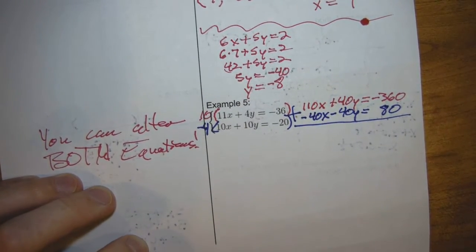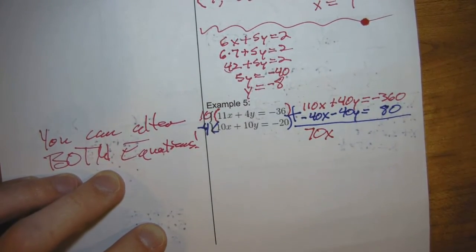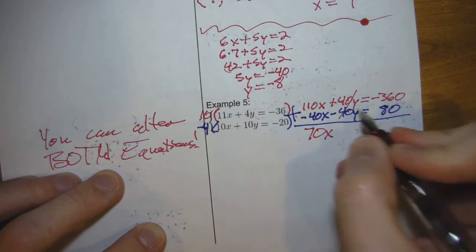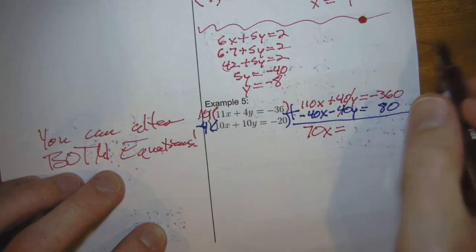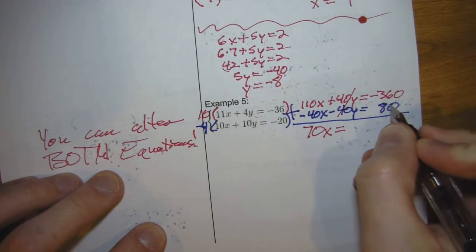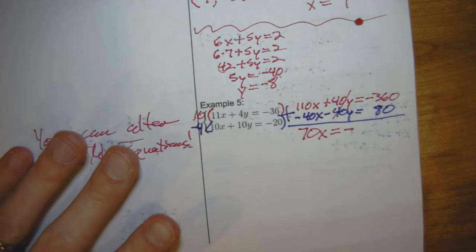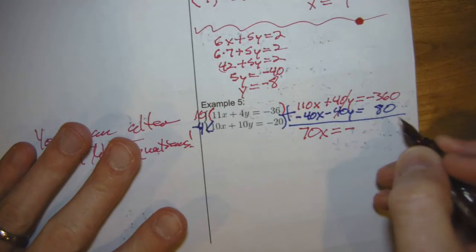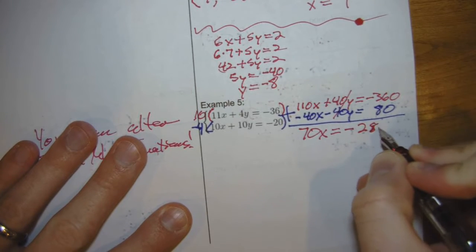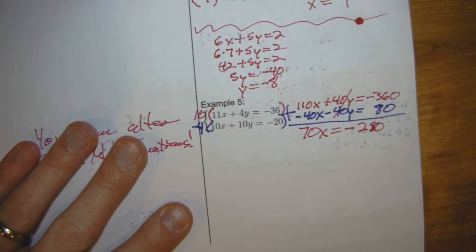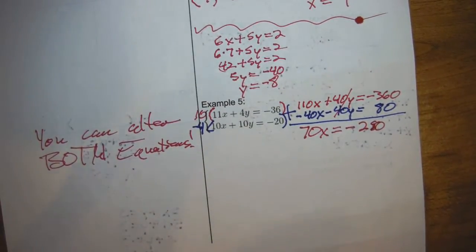110x added to a negative 40x would be 70x. Right? Notice our positive and negative 40s, those cancel out, so no need to worry about those. And then I've got a negative 360 added to a positive 80, so now our answer is going to be negative in the end. So if I take a negative 360 and add it to positive 80, that's a negative 280. Cool. So there we are. Again, the numbers are larger than we would like, but not the end of the world.